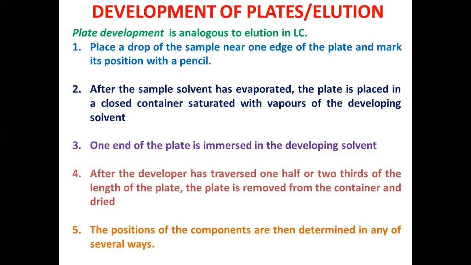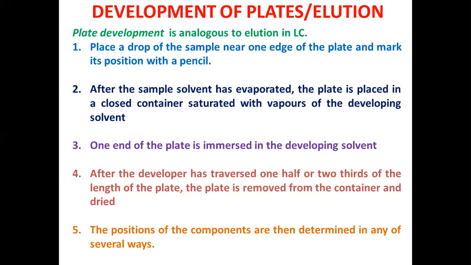In the first step, you will just place a drop of the sample near one edge of the plate and you will mark it by pencil. You can mark the drop by circling it with a pencil. You can mark where the sample is spotted, because that marking is required, because we will measure the distance traveled by the individual solute spot. To measure that, we need a point at which the sample is spotted.